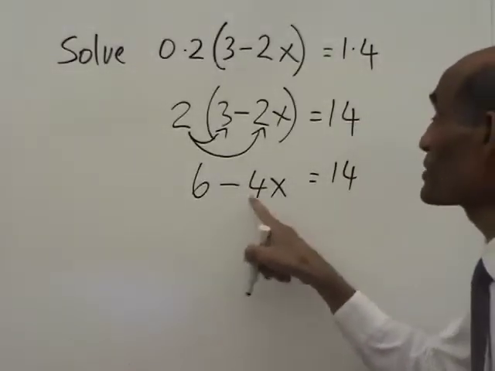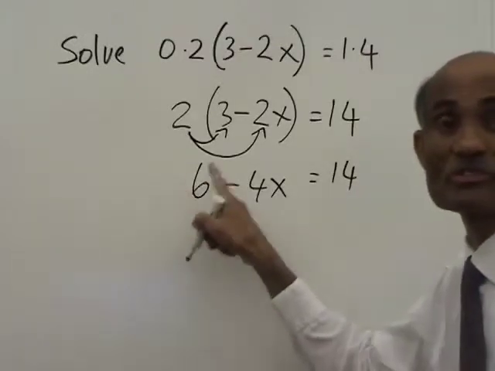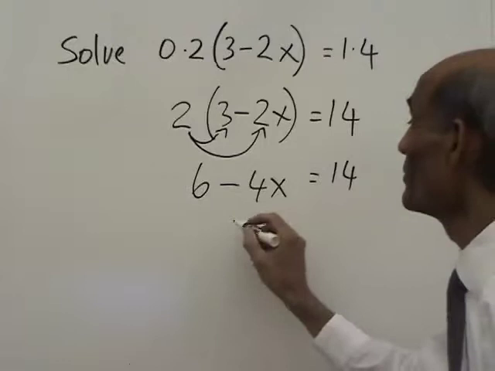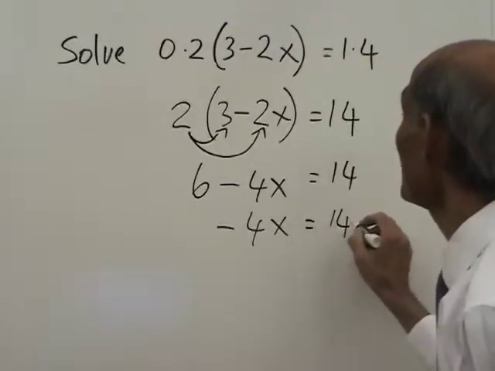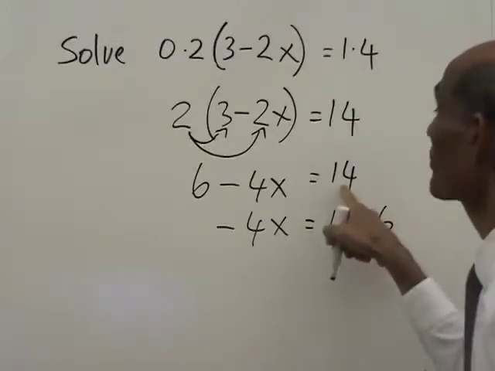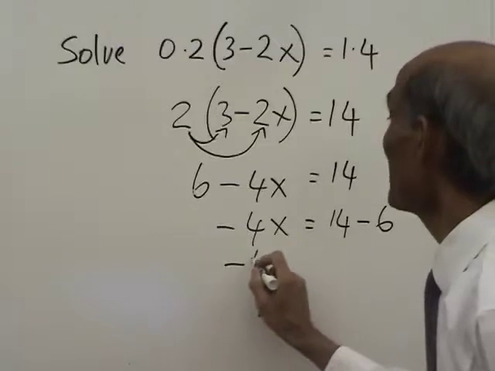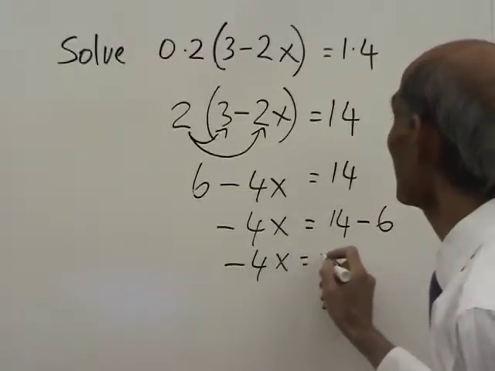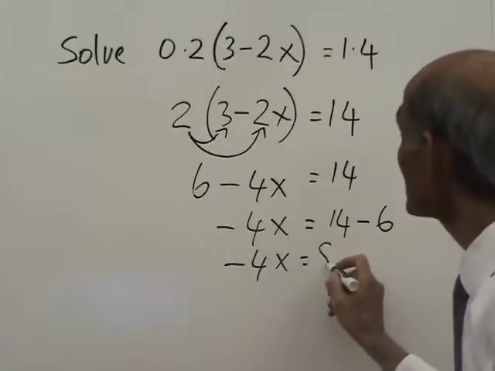Alright. 6 minus 4x equal to 14. Move the 6 to the right side. You get negative 4x equal to 14 minus 6. Is that right? 14 minus 6. So we have negative 4x equal to 14 minus 6, which is 8.